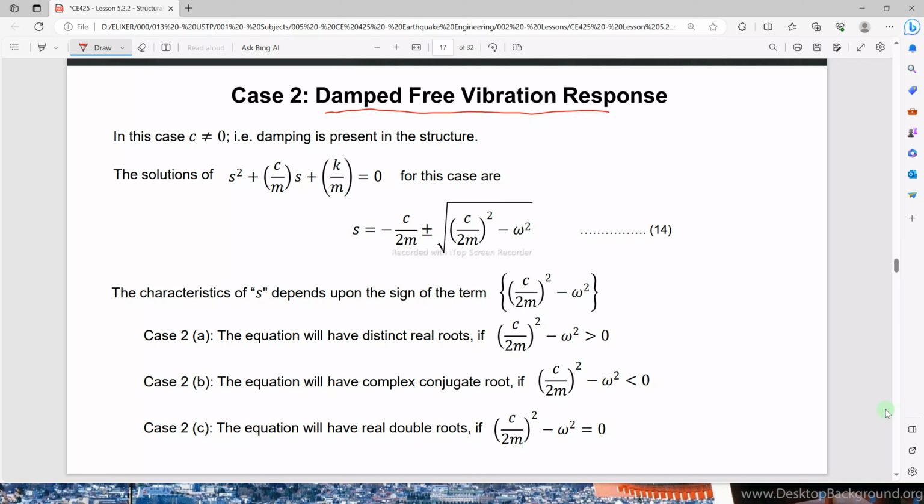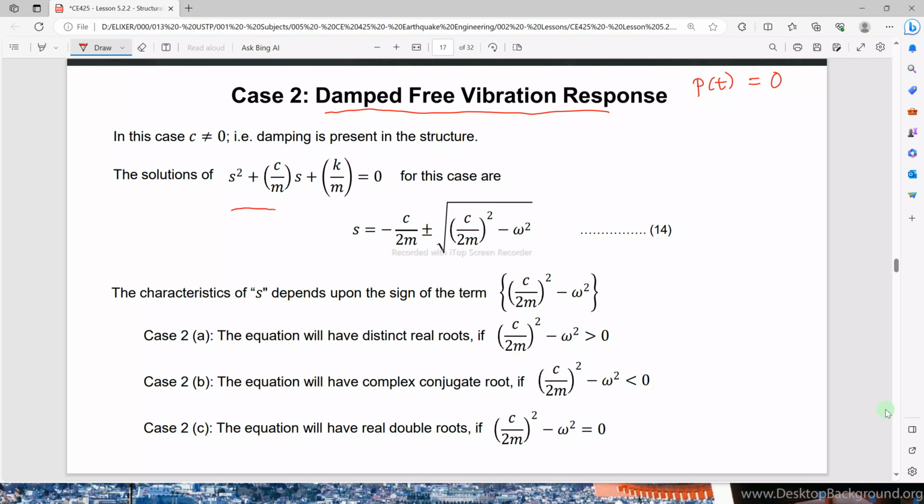When we say free vibration, it means that the external dynamic force is equal to zero or set to zero. But on the structure, there is a vibration. There is motion or oscillation happening in our single degree of freedom structure.